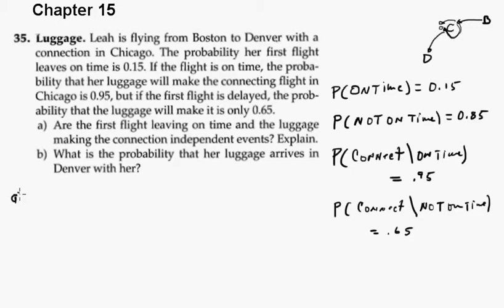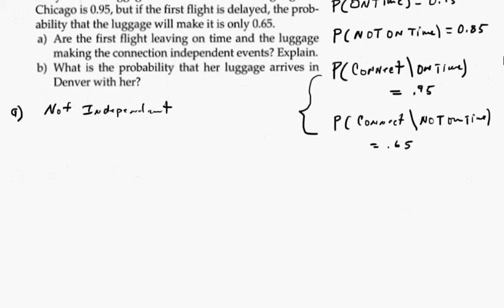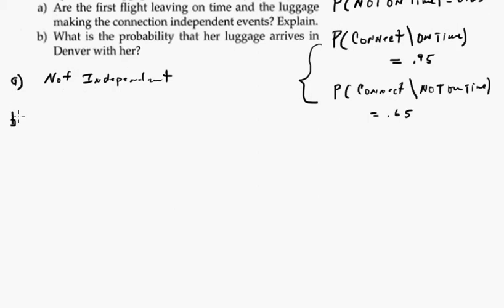So the first question they're asking us is: are the first flight leaving on time and the luggage making a connection independent? So the answer there would be no, they're not independent. You could say the probability that the luggage makes the connection depends on whether or not the flight is on time. You can almost see from right here that it depends on if the plane is on time or not. So you can write a sentence like that. I'm going to skip that for now. That's not the bulk of this problem, and I don't want to eat up too much time on that.